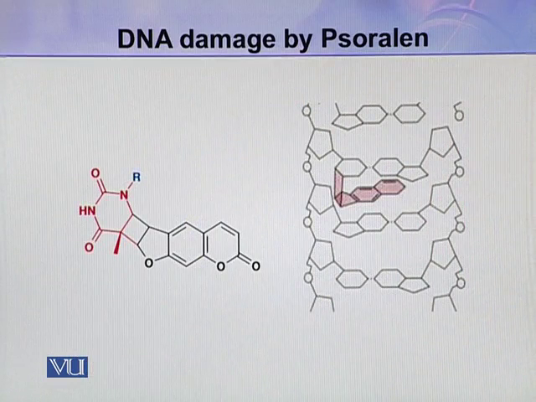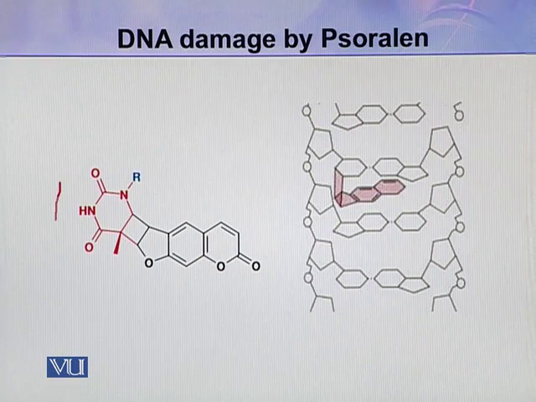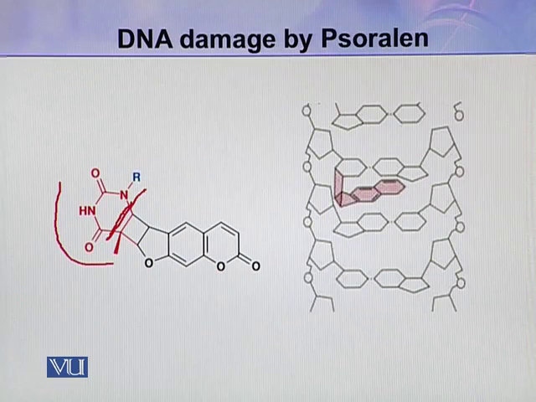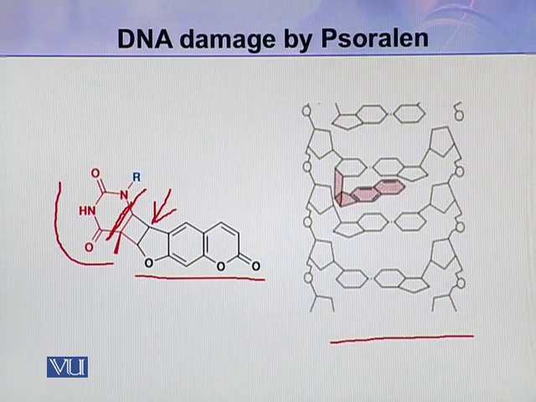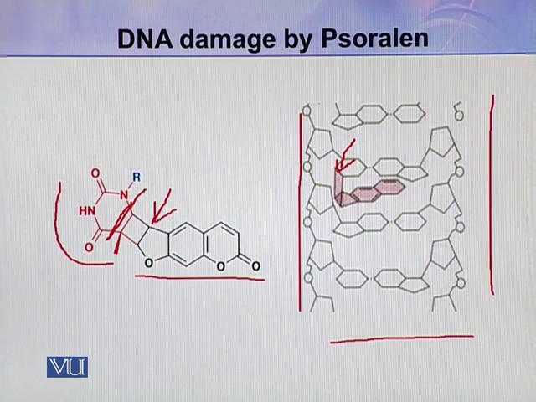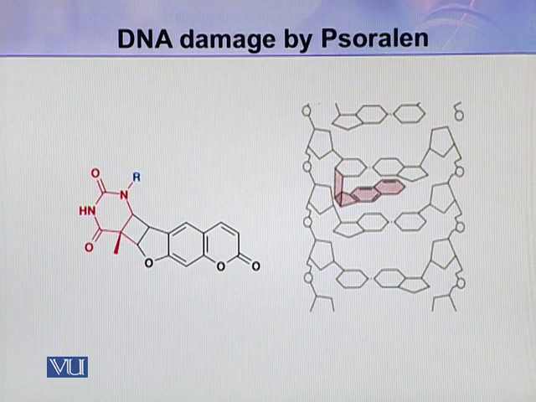So here you can see the formation of this monoadduct. This is a pyrimidine, and here you can see a double bond was present between carbon 5 and 6, and this is psoralen. So this furan ring of psoralen forms the monoadduct with this pyrimidine. Here you can see two DNA strands, and in between these two strands it forms a linkage with the pyrimidine base, and here it intercalates in the DNA. So in this way it damages the DNA.